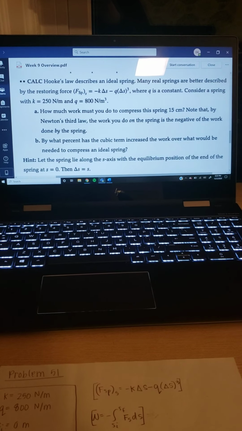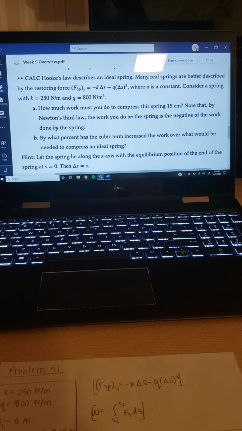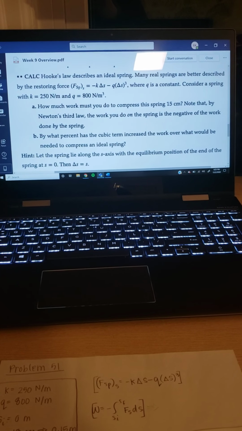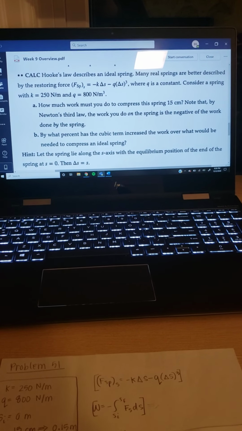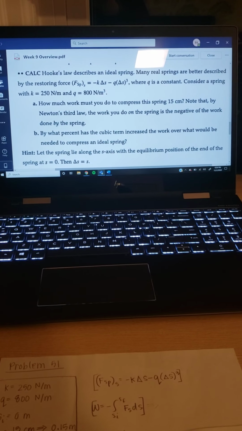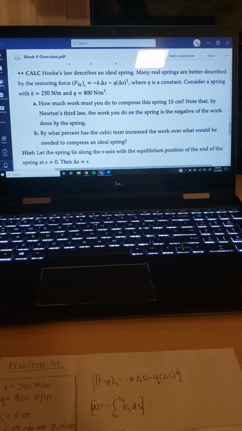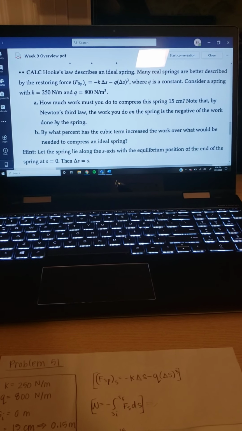Problem 51 states, Hooke's law describes an ideal spring. Many real springs are better described by the restoring force, which is given to us as negative k times delta s minus q times delta s cubed, where q is a constant. Consider a spring with k equals 250 newtons per meter and q equals 800 newtons per meter cubed.